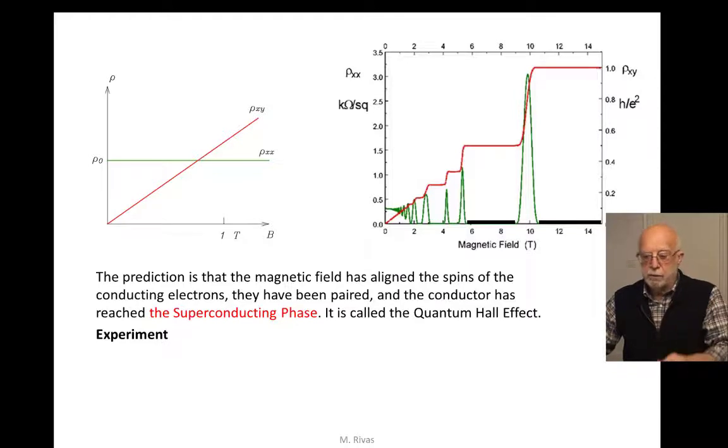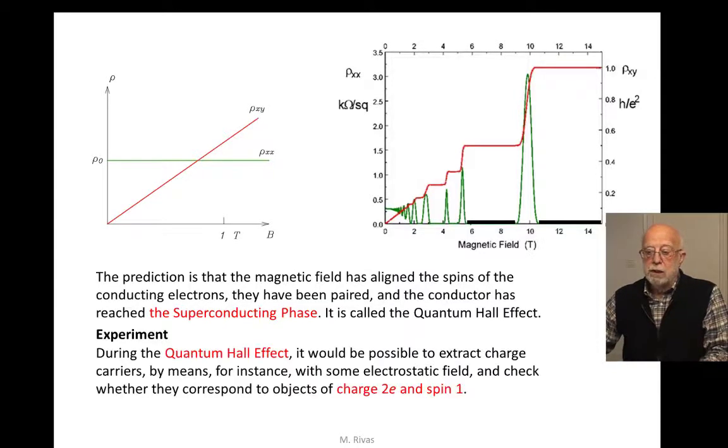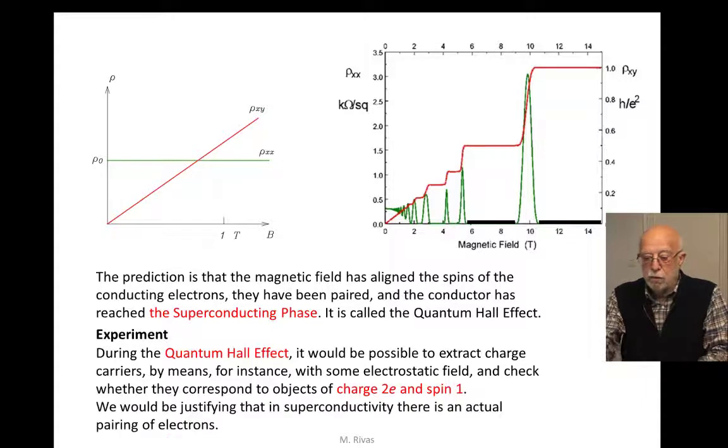Let us take this Hall experiment, and because electric fields do not destroy electron pairs, take for instance the pointer of a tunneling microscope, to extract charge carriers from this conductor and try to analyze whether they correspond to objects of charge 2 and spin 1. If this experiment is successful, we are justifying that in superconductivity there is a real formation of pairs of electrons.